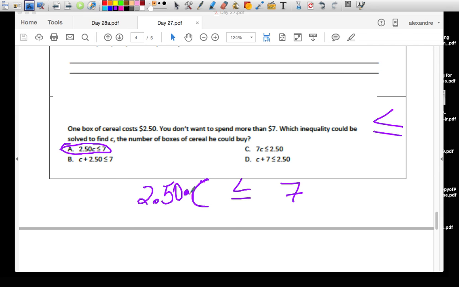So 2.50 times, if we buy 1, is it less than $7? Yes. What if we buy 2? 2.50 times 2 is 5. That's less or equal to 7. How about 2.50 times 3? Is that less or equal to 7? Anyways, what we want is the inequality. So this is the only inequality that makes any sense. Okay, the cost of the cereal boxes times however many we buy, less or equal to 7. That's gonna help you find your answer.